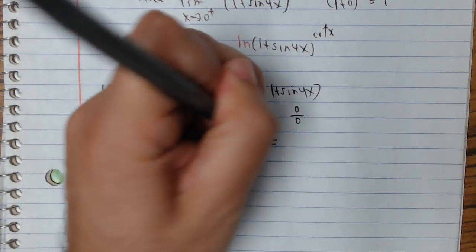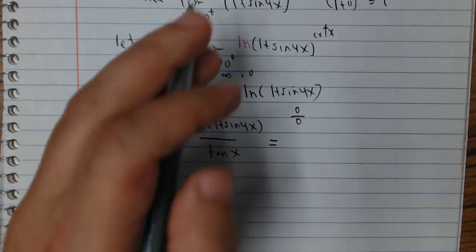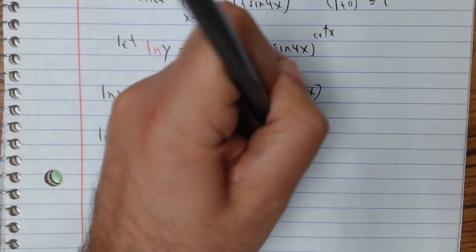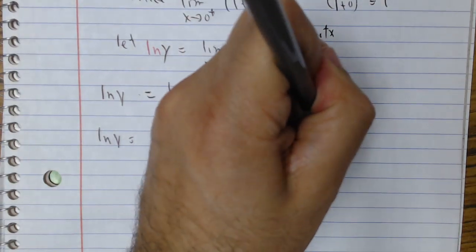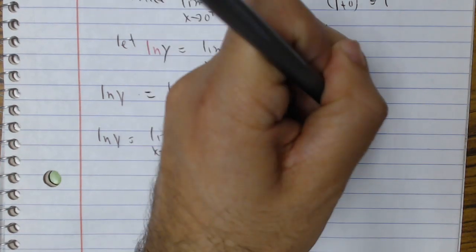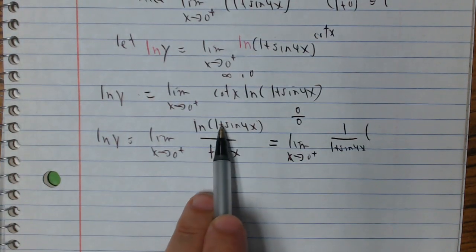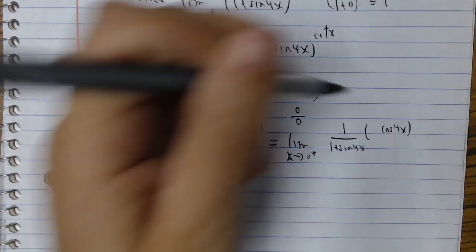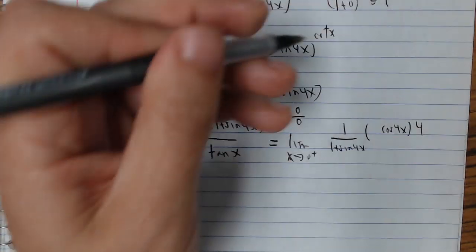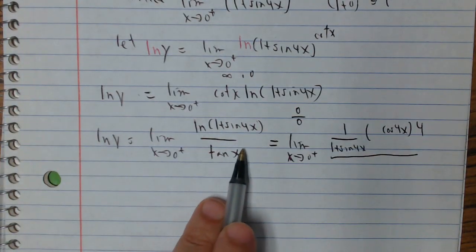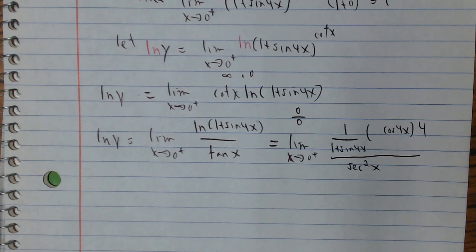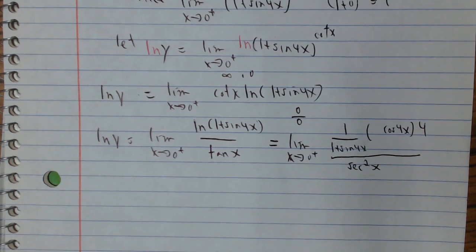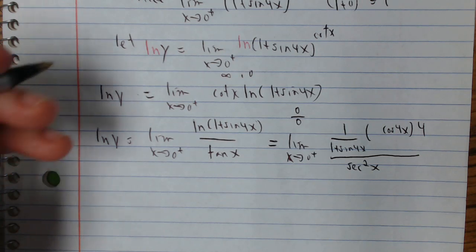So now, using L'Hopital's, I would say the derivative of the top, so the limit as x approaches 0 from the right side, the derivative of ln of 1 plus sine 4x will be 1 over 1 plus sine of 4x times, don't forget the chain rule, the derivative of sine is cosine 4x times the derivative of 4x, which is 4. Then I also have to find the derivative of tangent x, which is secant squared x. So let's simplify this and see what we get. And hopefully this will simplify where I don't need to use L'Hopital's again.